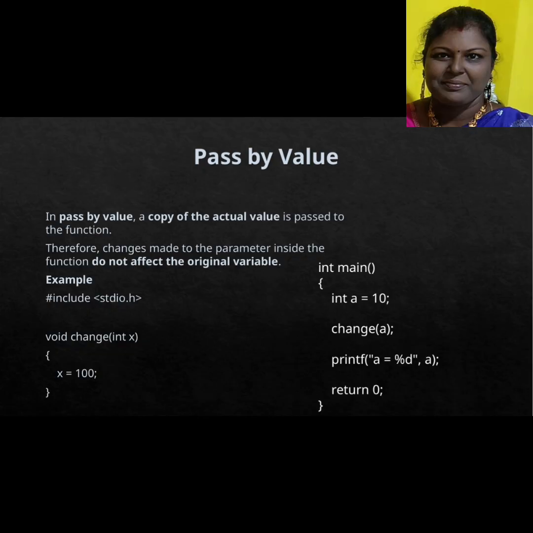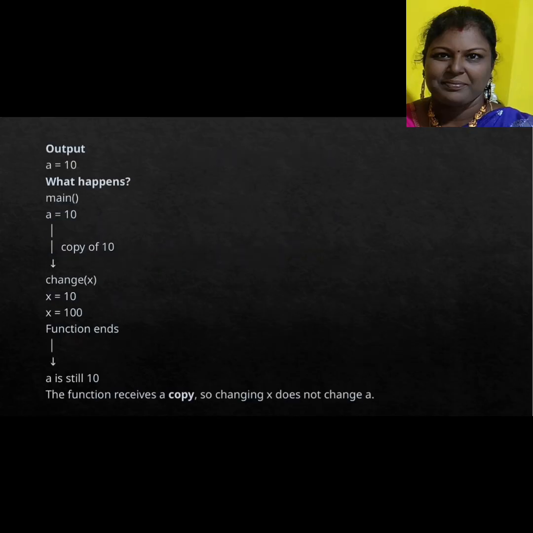Let's look at what happens when we run this code. We start with a set to a value of 10 when the function is called. It gets a copy of that value, not the original. Inside the function, x changes from 10 to 100. But once the function ends, a remains unchanged at 10. That's because the function only works with a copy, so the original variable stays the same. This shows how passing by value protects the original data.